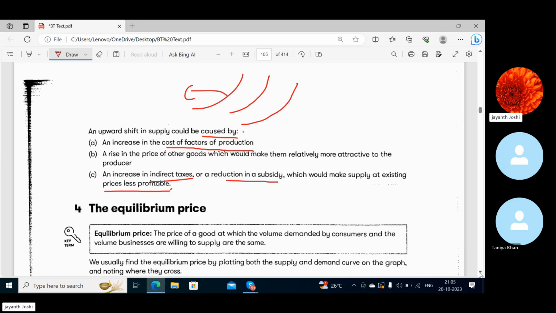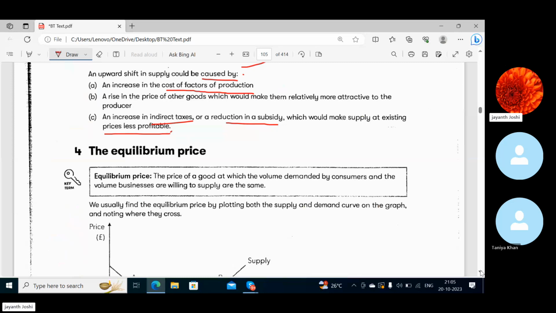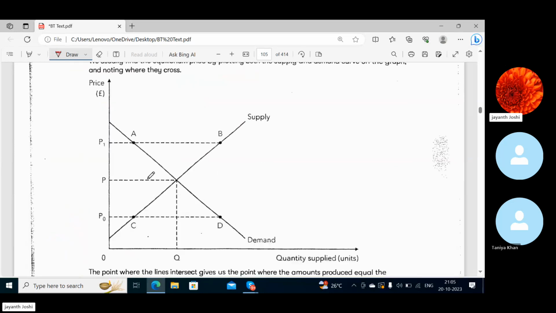Okay, what is equilibrium price? Equilibrium price is nothing but the price at which the quantity demanded is equal to the quantity supplied. So this price is the price at which the quantity demanded, sorry, this is supplied, sorry, the quantity demanded here, this is the quantity demanded, right?